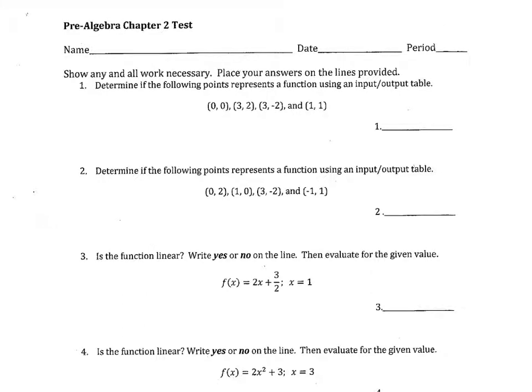Greetings, juniors. This is your Chapter 2 test. Make sure your name, date, and period is on the paper. Numbers 1 through 2. All right.